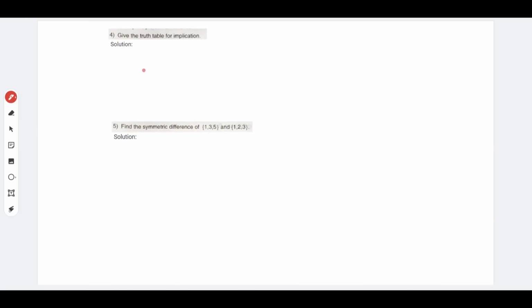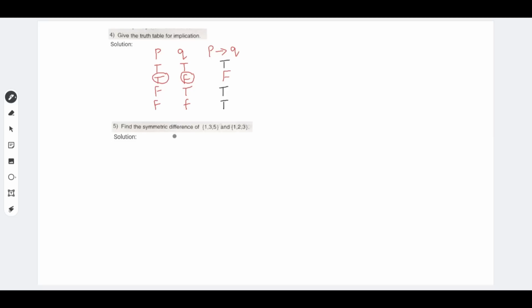The fourth question is, give the truth table of implication. So implication is P, Q. It is true, true, false, false, and true, false, true. Implication is represented as P implies Q. For P implies Q, whenever it is T and F, the answer will be F. Else the answer will be true. Only when it is T and F, it is F, otherwise it is true. This is the truth table for implication.